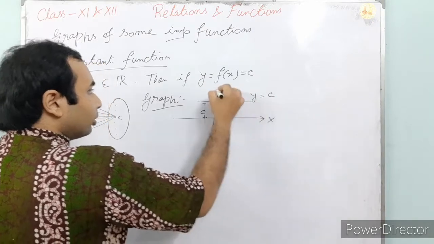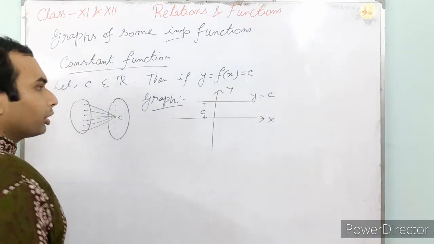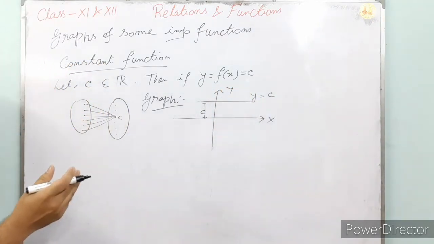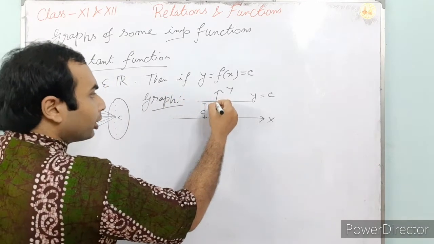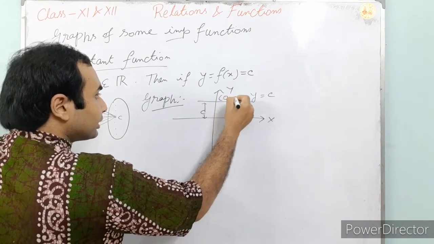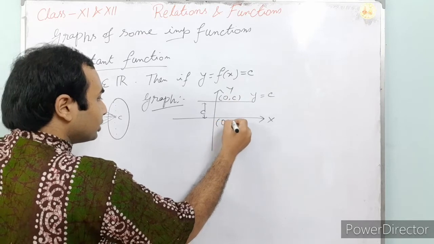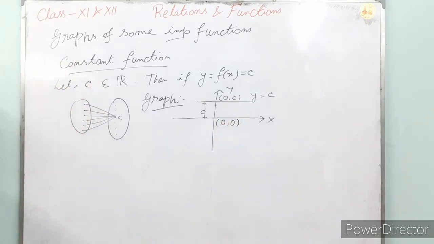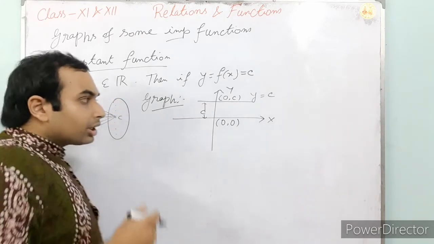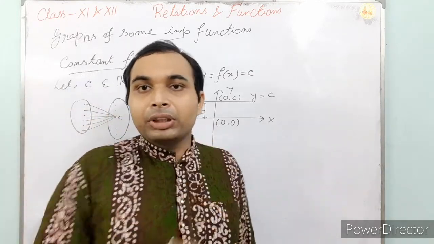If you write down this one, actually those are not important at all. Here only the graph is important. So what will be the coordinate of this point? This point will be (0, c), and this is the origin (0, 0). Okay, so this is the graph of this function.